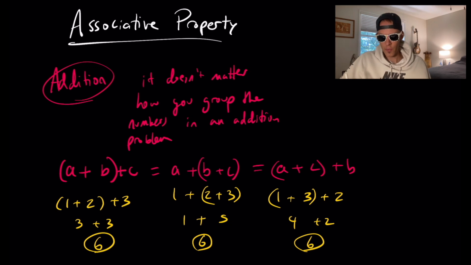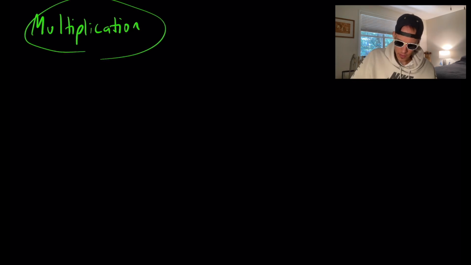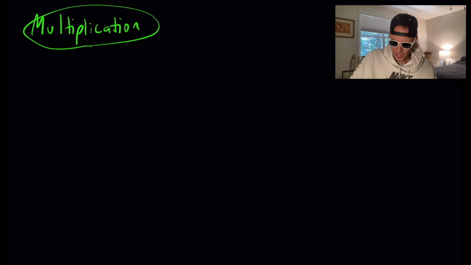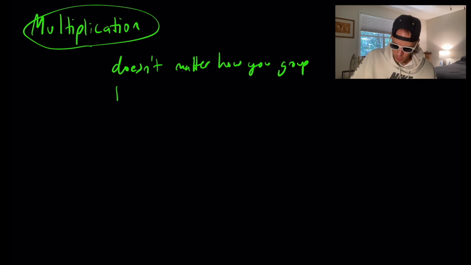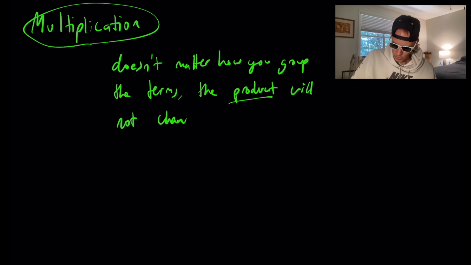So the associative property of addition, doesn't matter how you group the terms or which addition you do first, you'll get the same answer each time. So similar to addition, the associative property for multiplication says pretty much the same thing, that it doesn't matter how you group the terms, the product, which is the answer to a multiplication question, the product will not change.